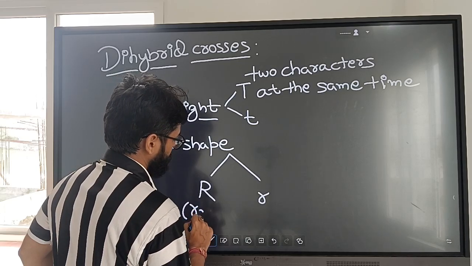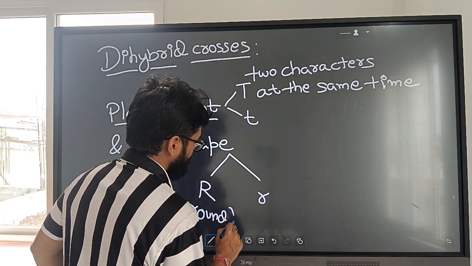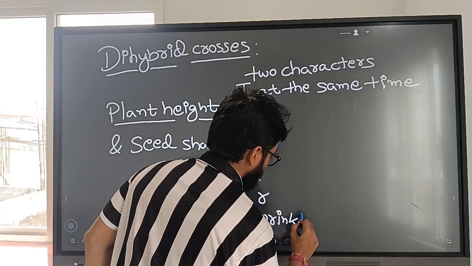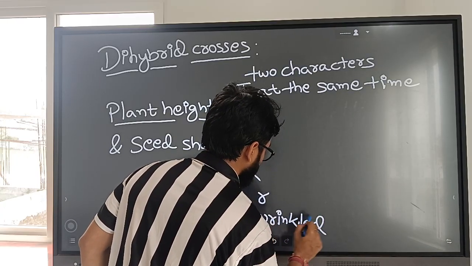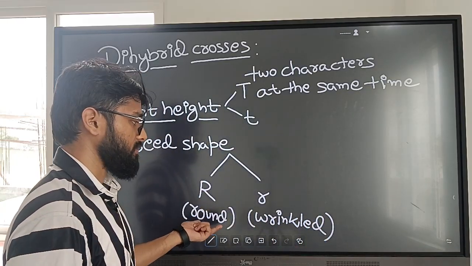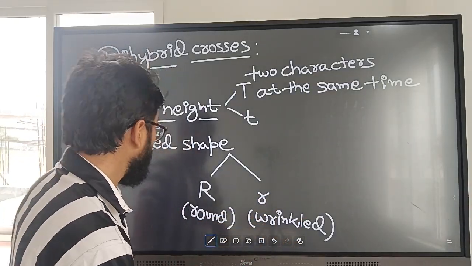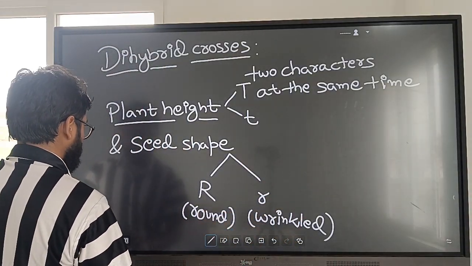Let me write it down so that you don't get confused. This is round, this is wrinkled. So what is our dominant trait? We have taken our dominant trait to be round and the recessive trait to be wrinkled. With this information, let us proceed.